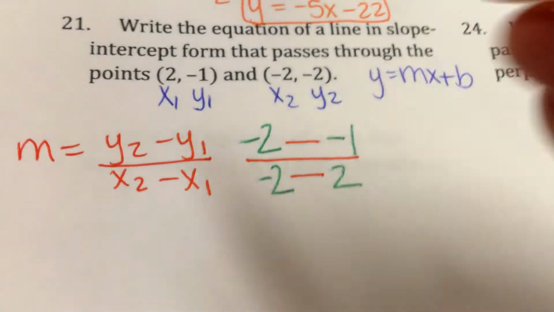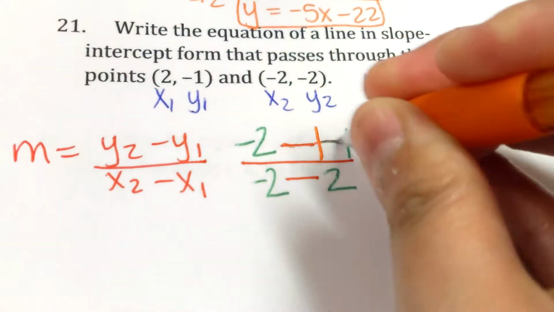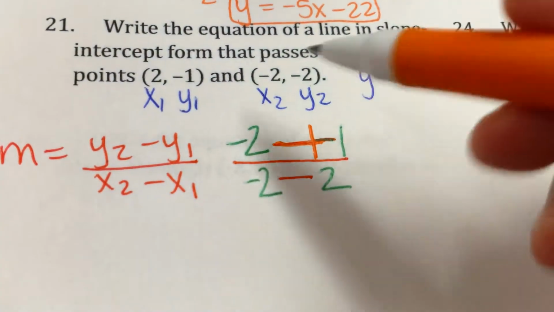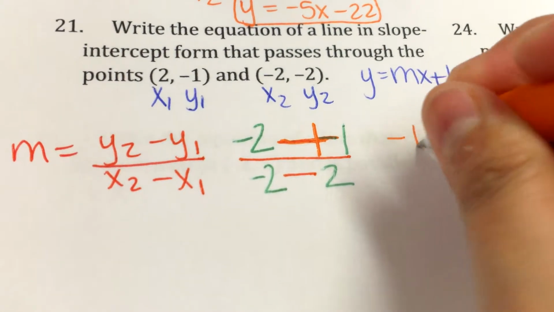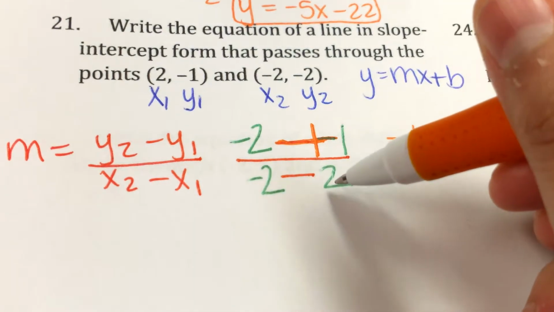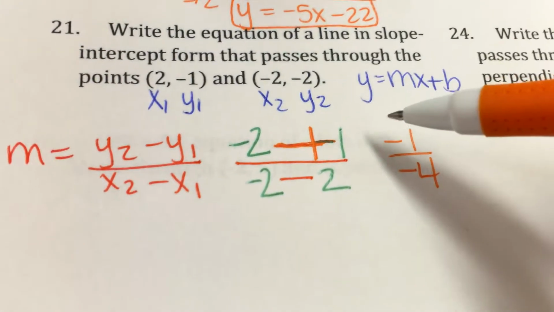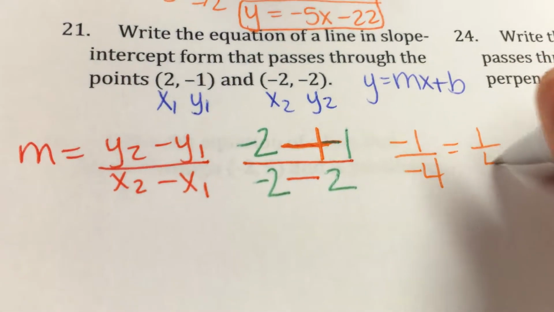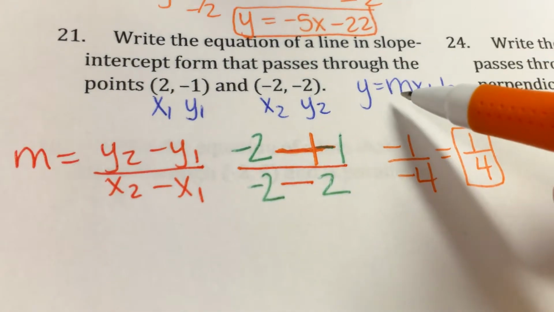Now, what happens here is you have two negatives in a row. That becomes a positive. I like to combine them to make a big plus sign. So now I have negative 2 plus 1, which ends up being negative 1. And then negative 2 minus 2, which is negative 4. Negative divided by a negative is a positive 1/4. That's my slope. So that's what's going to go here.